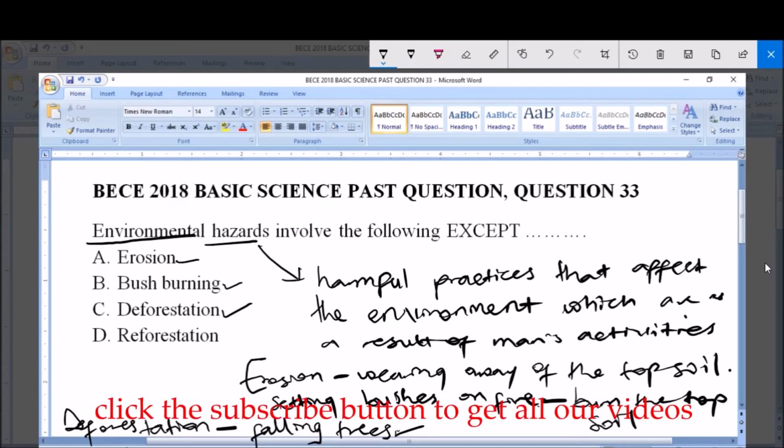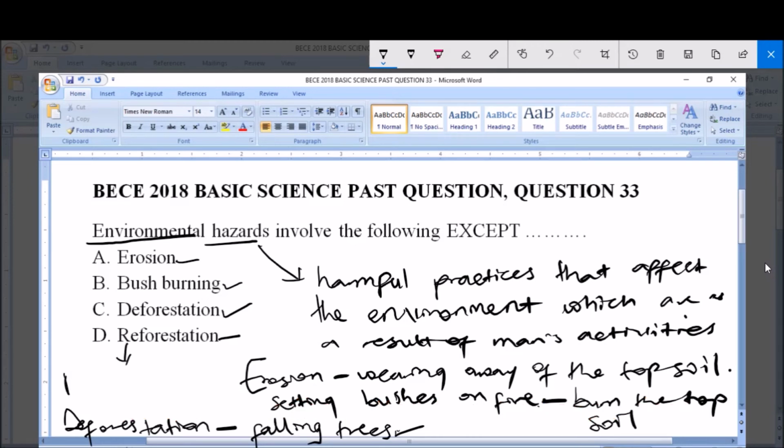Now D here says reforestation, and reforestation simply refers to the planting of trees. And like we know, planting of trees helps to restore the environment or the ecosystem. So you see that reforestation is not an environmental hazard. Instead, reforestation helps to improve the standard of the environment. It helps to restore the environment.